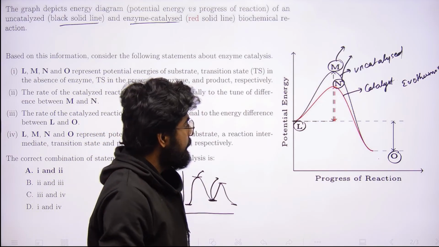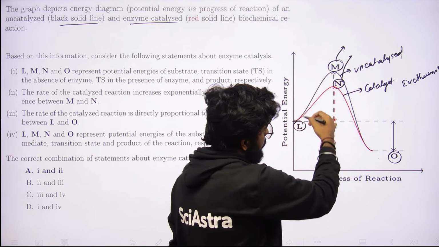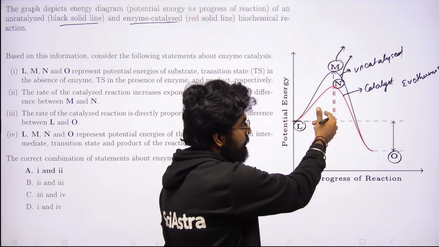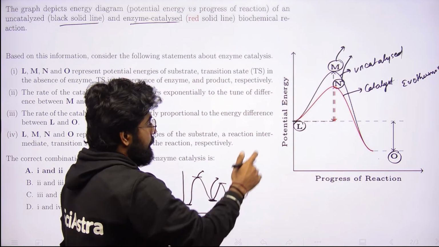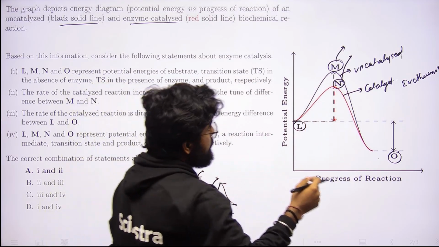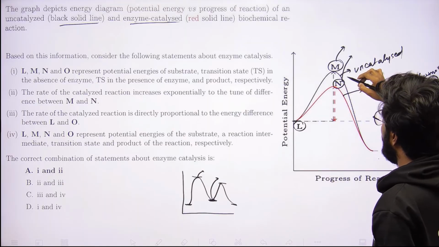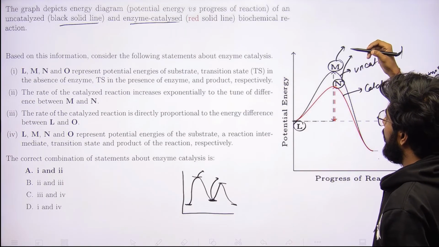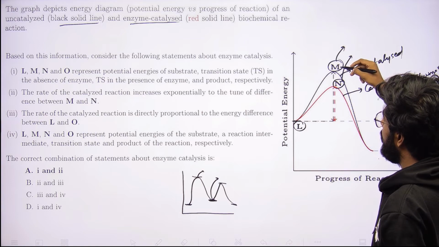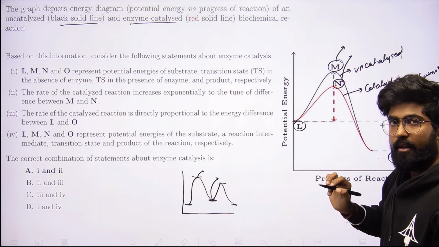So basically this is a single step process, and that is why no intermediate formation has taken place, and the only thing that matters here is the energy of the transition state, not the intermediate. So basically M and N are the transition state energy levels for the catalyzed and uncatalyzed reactions respectively.